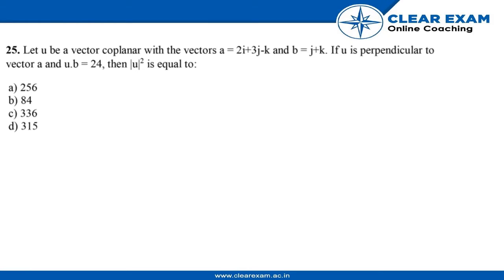It says that let U be a vector coplanar with the vector A equals 2i plus 3j minus k. So this is our first vector, and B equals j plus k. If U is perpendicular to the vector A and U dot B is 24, then mod U square is equal to, we have to find this.